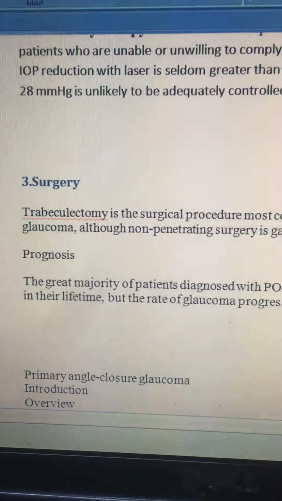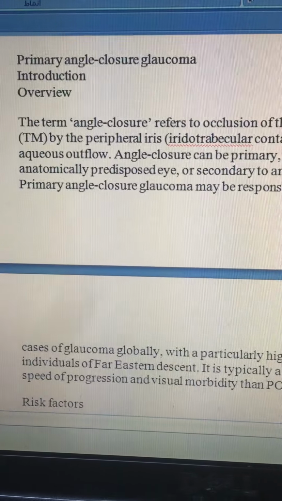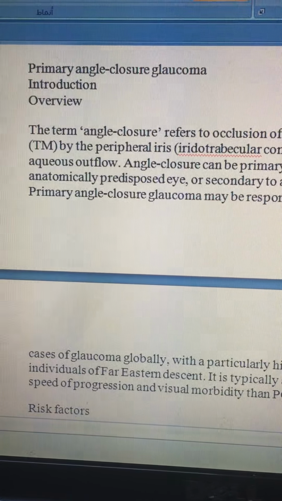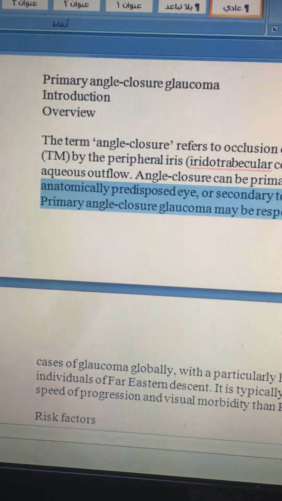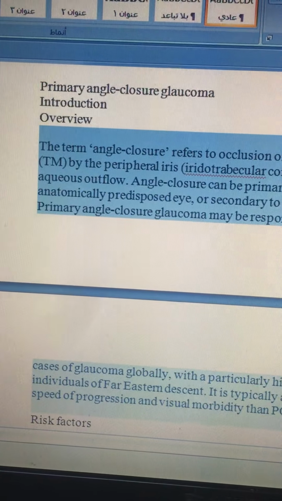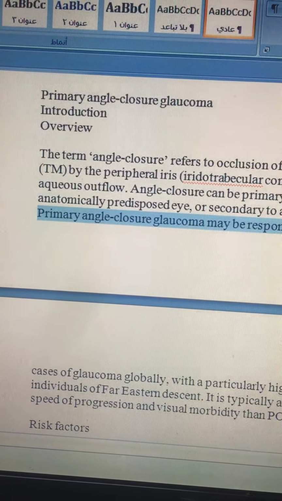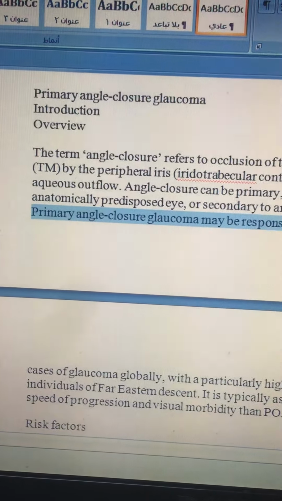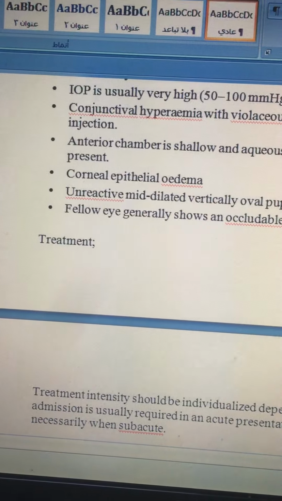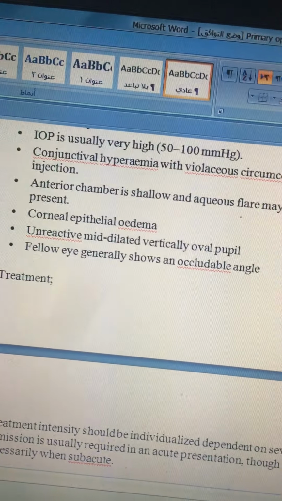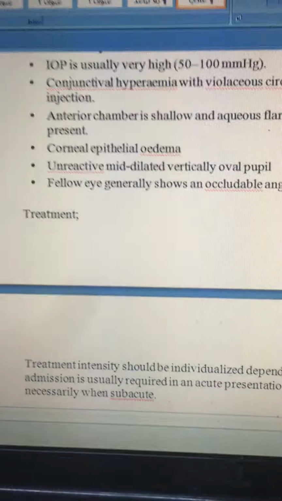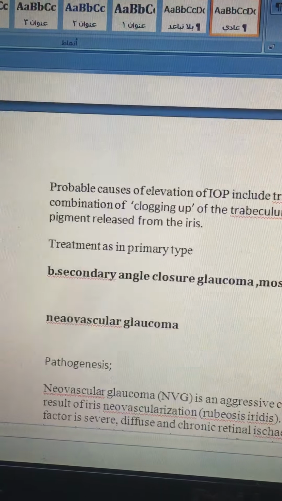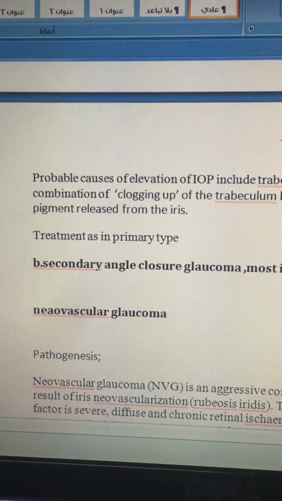Primary angle closure glaucoma, as we said, is a condition of acute congestive angle closure glaucoma, where the patient will present with a symptomatic condition and a red eye, treated in the emergency department, and the line of management is in front of you. There is another specific type of secondary glaucoma.